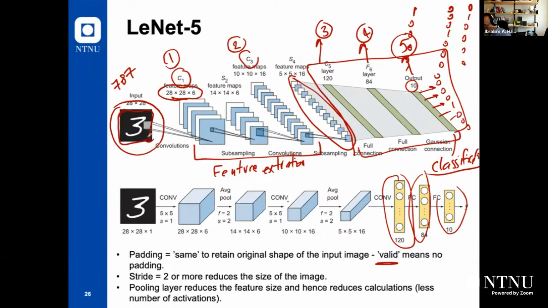We also use something called the stride, which also reduces the size of the image, because this is the step size which we use to move our filter. We also have the pooling layer, which reduces the feature size and also reduces calculations, or the number of activations. So this is LeNet, which is the first convolutional neural network.